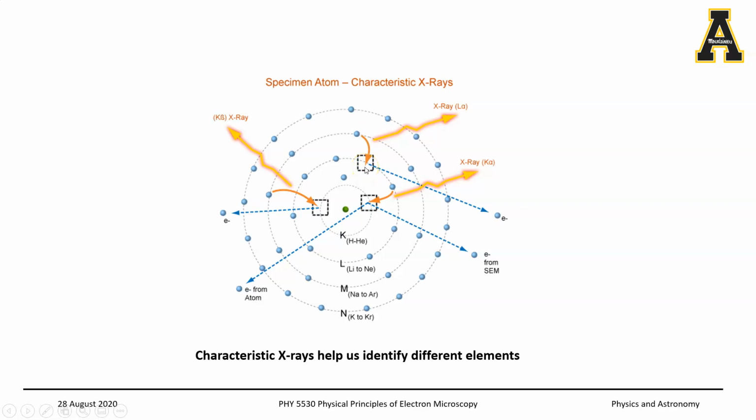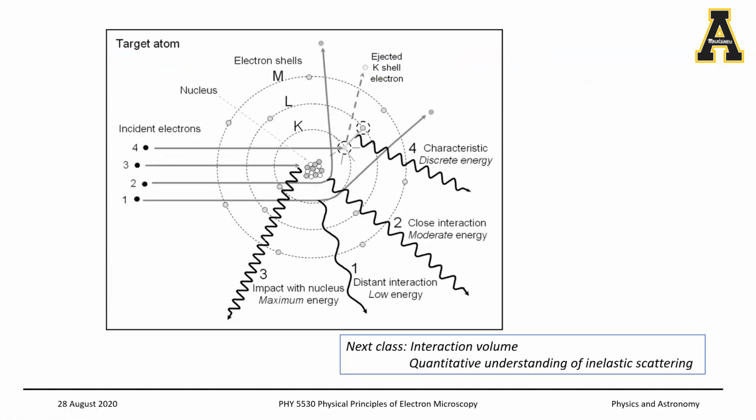So this is important for chemical identification. Don't confuse this with the Bremsstrahlung X-rays, which is a continuous range of energy that is emitted in the form of X-rays, right? So we will continue more with this and get a quantitative understanding of inelastic scattering processes and what is interaction volume, and we'll take a deep dive into the various processes occurring in the next class. Okay.